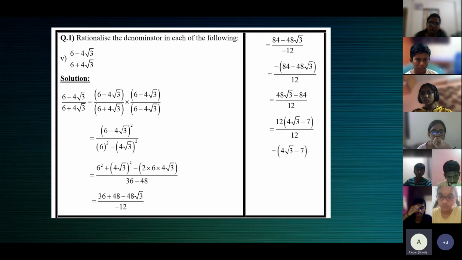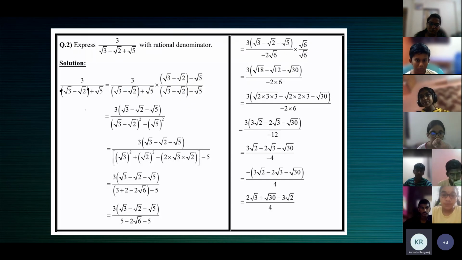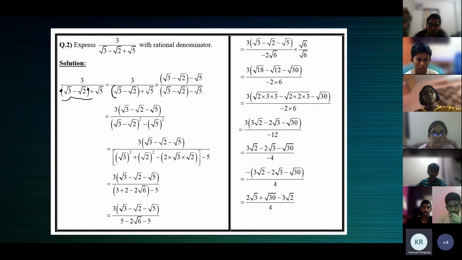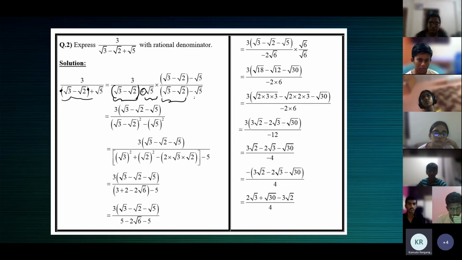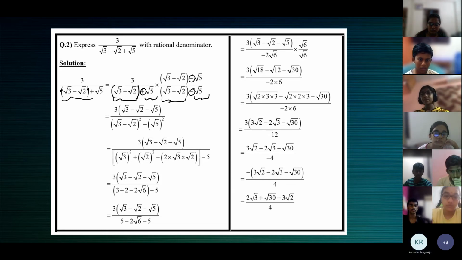Now the denominator of this expression has three terms. So what do you do? This is what is given to us. Enclose the first two terms in a bracket. Now it is easy to make out the conjugate. This is the first term, this is the second term separated by a plus sign. So write the same first term, the same second term separated by a minus sign. That will be the conjugate of the denominator.